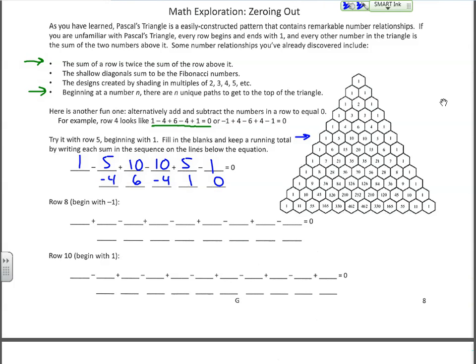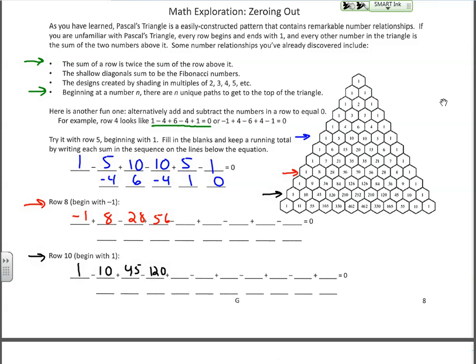You're going to be doing that with row 8. You're going to be beginning with negative 1. Okay? So this is going to be negative 1, and then plus 8, and then minus 28, and then plus 56, and so on and so forth there, keeping that running total. And then row 10, which is here, beginning with a positive 1. So 1 minus 10 plus 45 minus 120, etc. Again, keeping that running total.